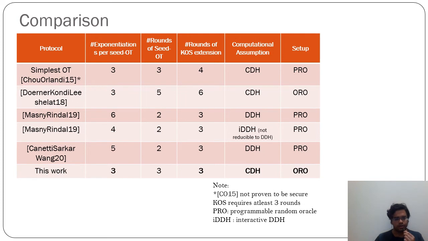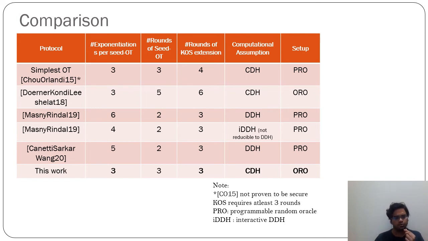So let me compare our protocol with state-of-the-art protocols which are used as seed OTs. The state-of-the-art OT protocols are mainly UC OT protocols, which add an extra round to the OT extension protocol. That is, if the OT protocol requires n rounds, then the resulting KOS OT extension requires n plus 1 rounds.